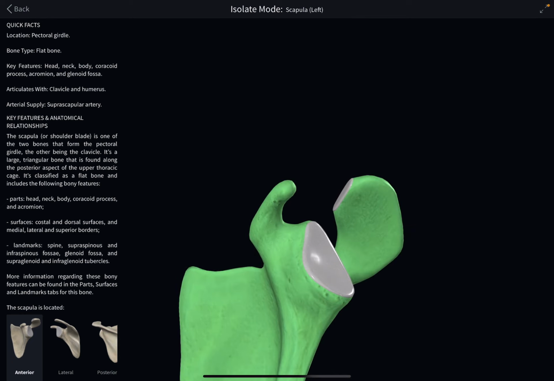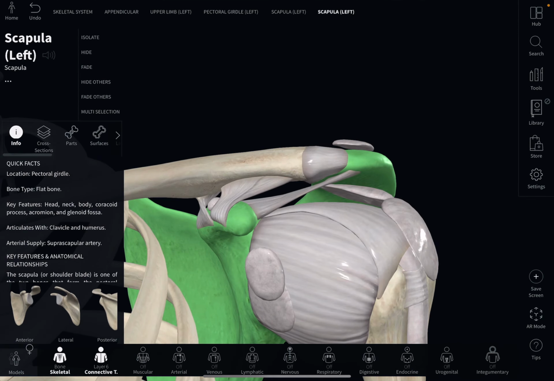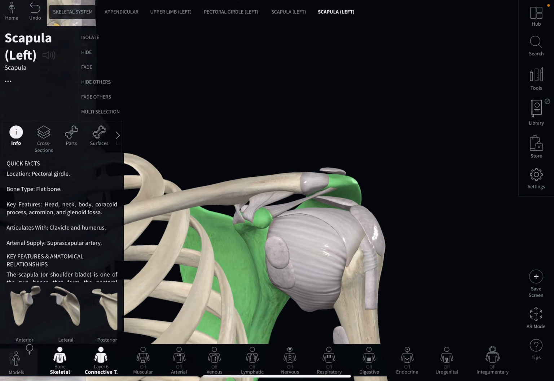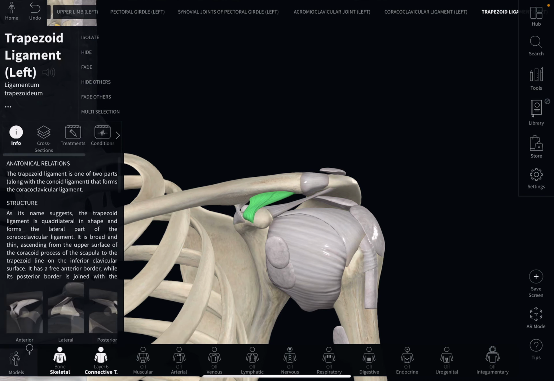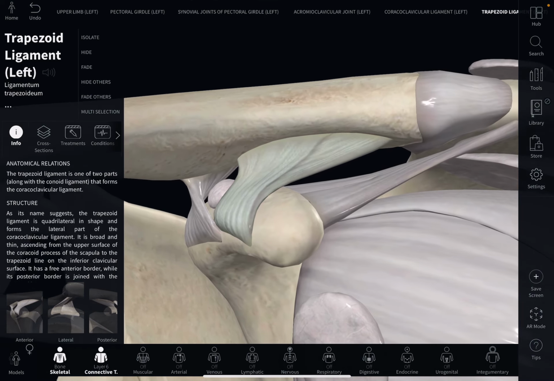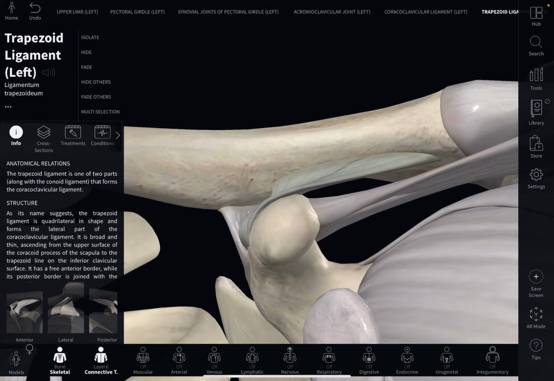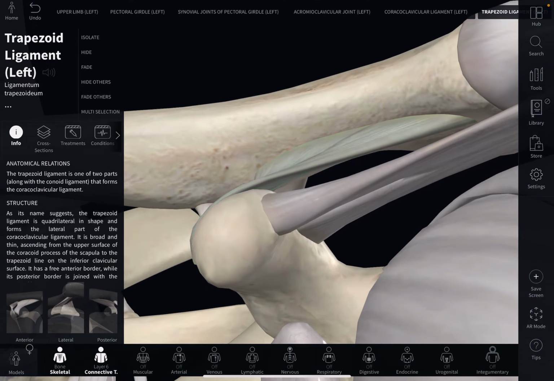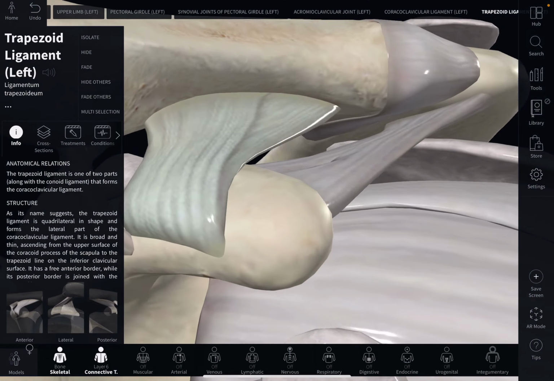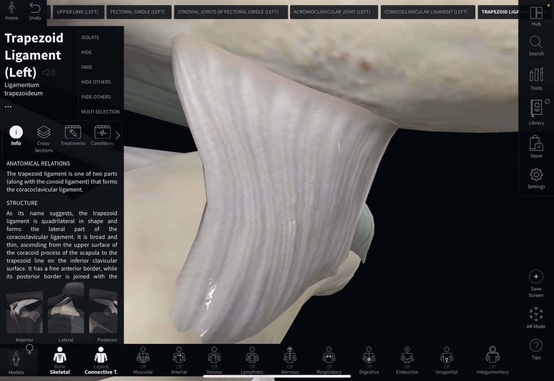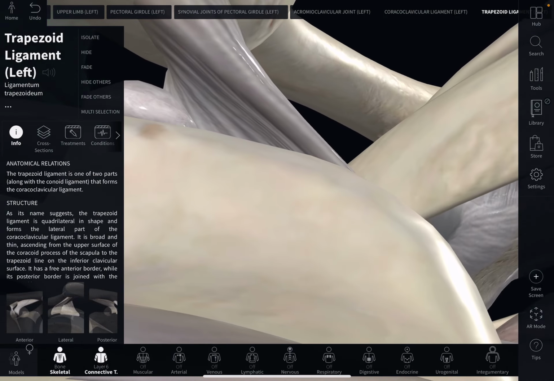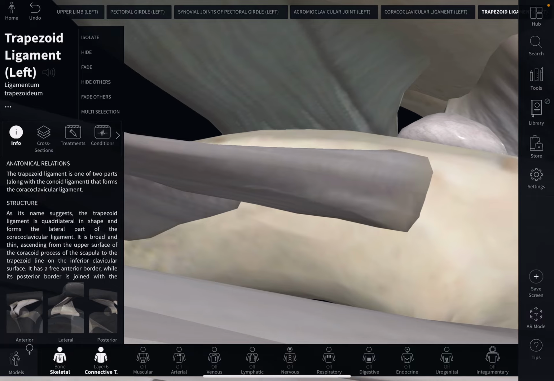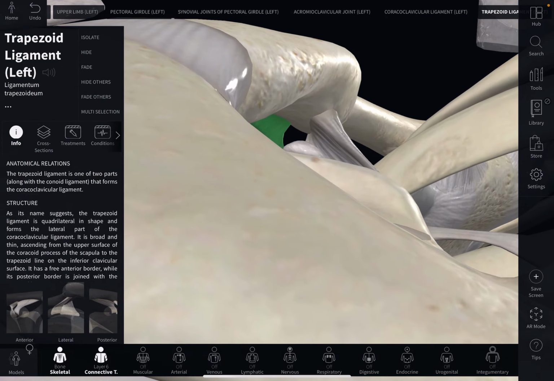And this coracoclavicular ligament has got two parts, a conoid part and the trapezoid part. So here is the coracoclavicular ligament. As you can see, it is attached between the inferior surface of the lateral one third of the clavicle, of course, and the coracoid process. So that's the ligament.